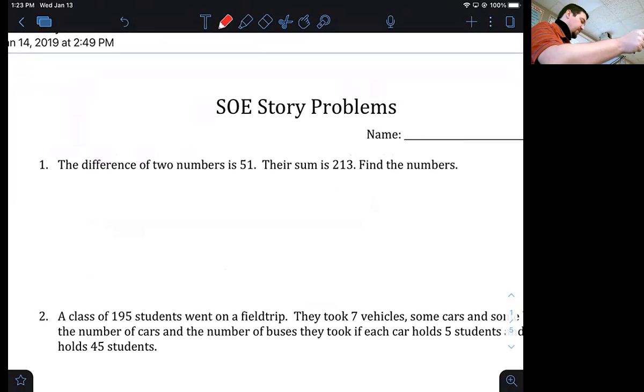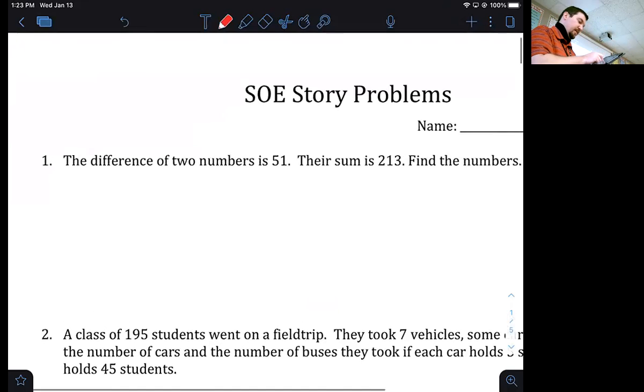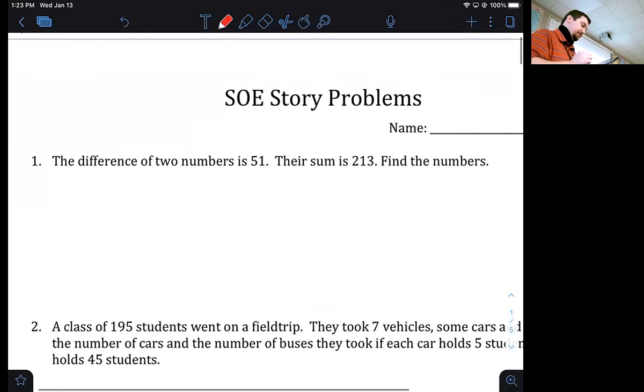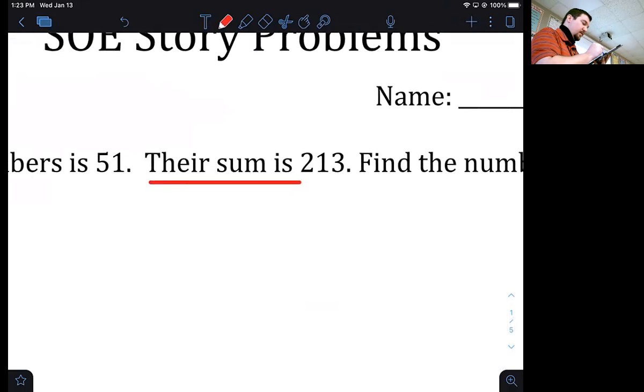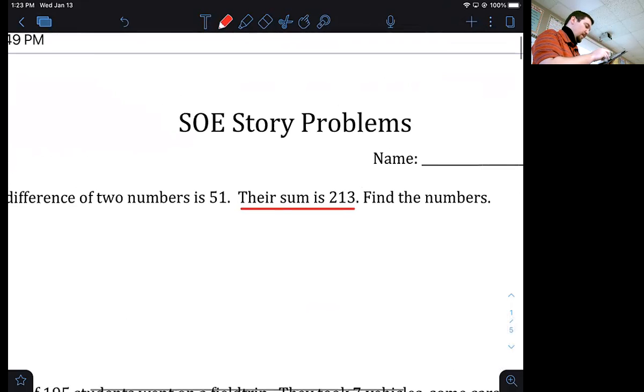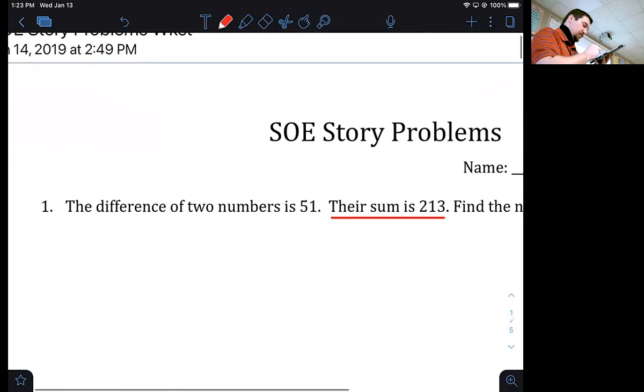So what do you think our first equation should be for number one? Well, I know that x plus y will equal 213. Okay, awesome. So the sum of these two numbers is 213. So we could write that x, the first number, plus y, the second number, is going to equal 213. That is one of them.